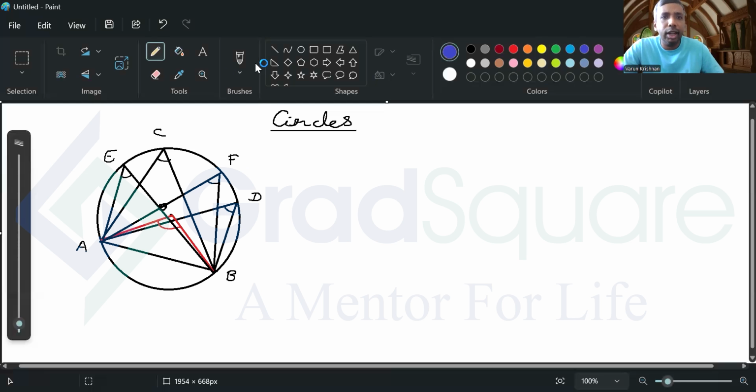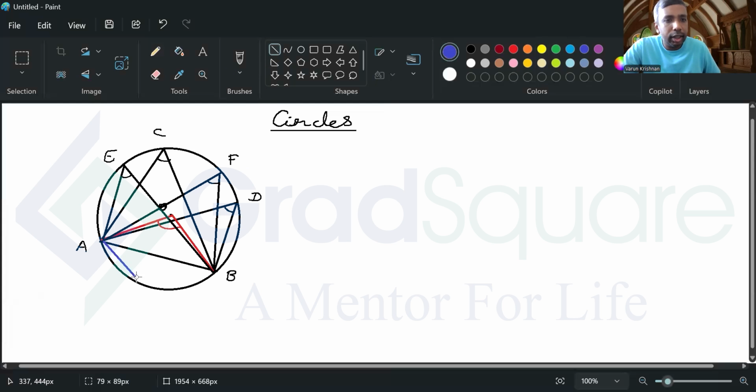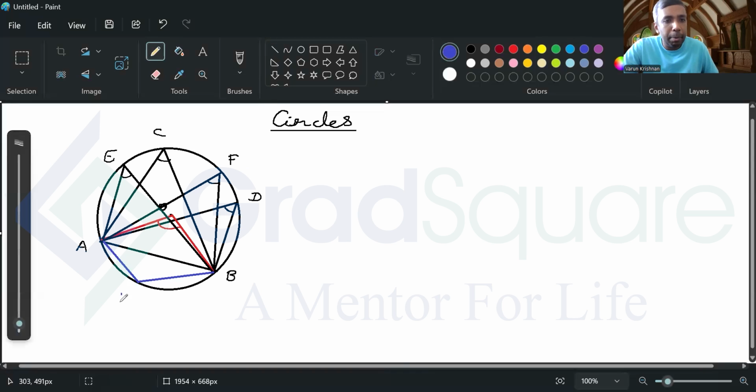This essentially means that if the points A and B are subtending an angle, let's say APB, in the minor arc AB, then angle APB will not be equal to angle AEB or angle ACB or angle AFB or angle ADB. Angle APB will be a different angle. Why? Because this angle will be half of the reflex of angle AOB, based on the first theorem that the angle at the center is twice the angle at the circumference. You can watch that video to understand this better.